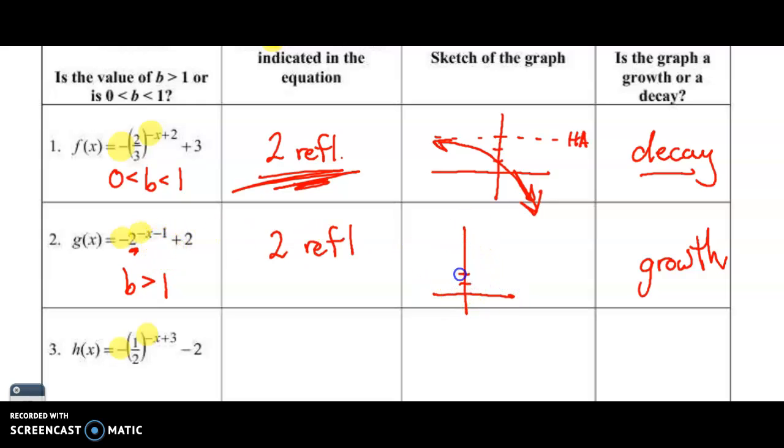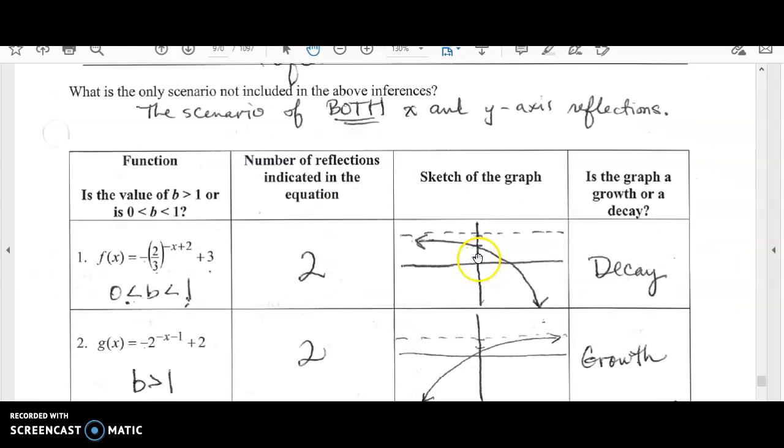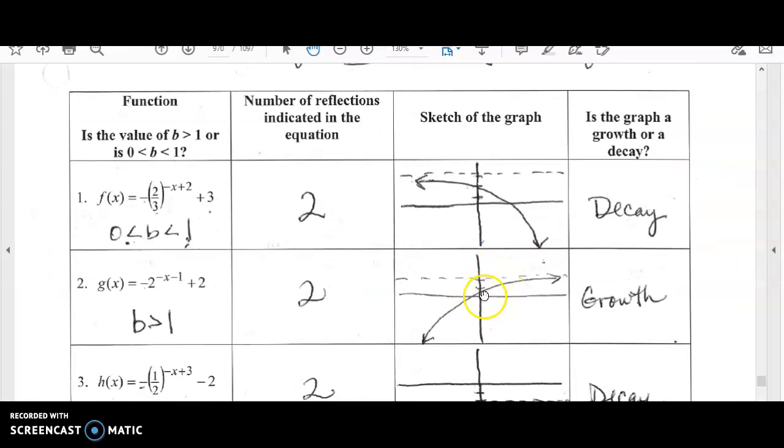So if I were to actually graph this correctly, and look for a horizontal asymptote, it is shifted up, and has a y-axis reflection and an x-axis reflection. I don't know exactly where it crosses the y-axis, but let's go ahead and look at the answer key to see a better graph. Yeah, they had a positive y-intercept there.